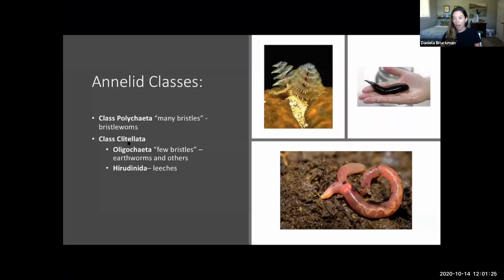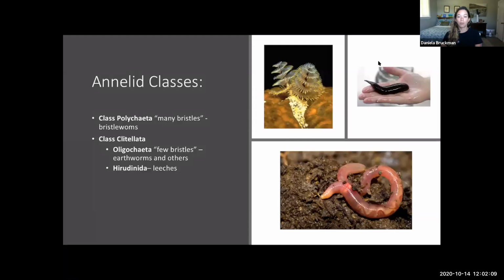And then the second class is the class Clitellata, which includes two lineages: the Oligochaeta, which literally means few bristles and includes earthworms and other related animals, and the Hirudinida, which includes the leeches. One of the things that has changed taxonomically is that the Oligochaeta used to be considered its own class, and that is what has changed recently. So even though you may see it differently, maybe even in your photographic atlas, make sure that you are using the taxonomy that I'm referring to here in lecture.